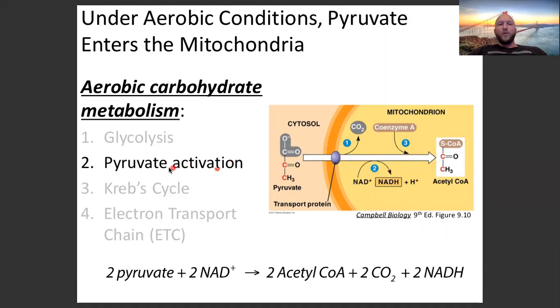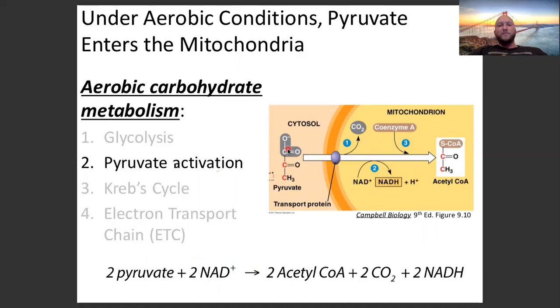So when we move pyruvate into the mitochondria, this process is called activation. And we're going to have 2 pyruvates moving in. They're going to interact with 2 NAD+. So the input is 2 pyruvates.